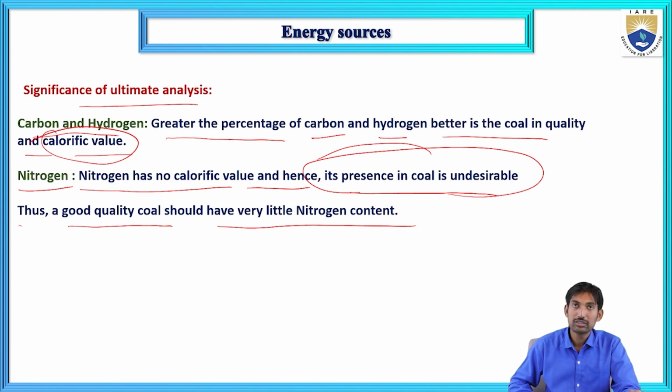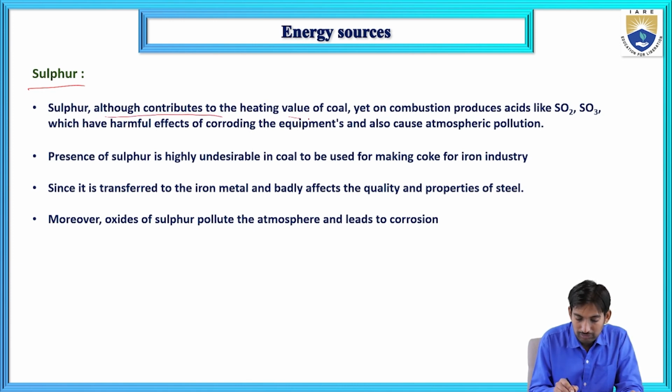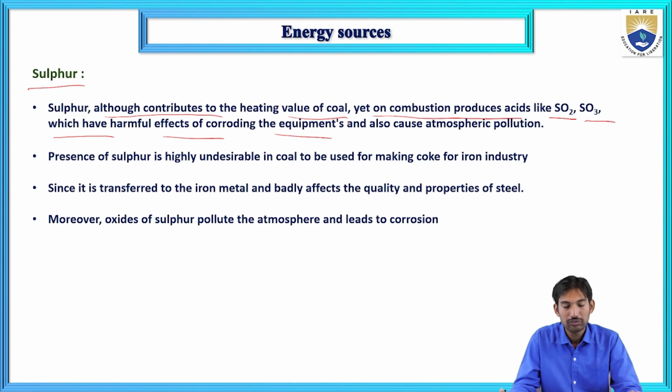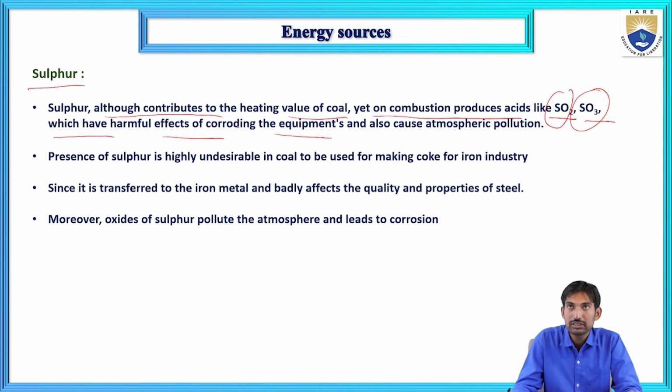Less percentage of nitrogen. The significance of sulfur. Although sulfur contributes to the heating value of coal, on combustion it produces acidic gases like sulfur dioxide and sulfur trioxide, which have the harmful effect of corroding the equipment. If coal contains sulfur, on burning it produces sulfur dioxide and sulfur trioxide gases. These corrode the equipment, and they are also harmful, causing atmospheric pollution.